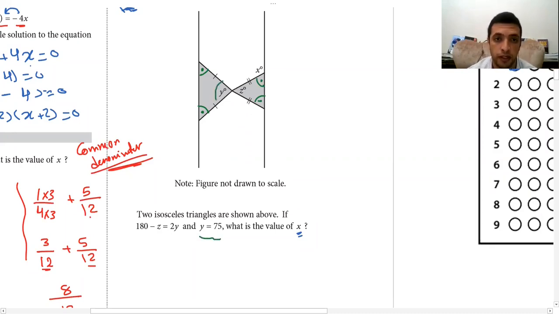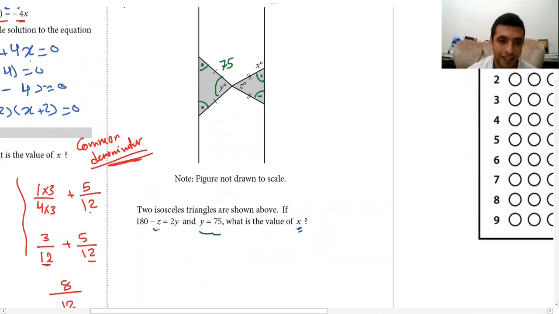All right, we have y equals 75. I want to get z. After I get z, I'm going to get this angle because I have two equal angles. I'm going to subtract from 180 to get this one. And the last step, I'm going to subtract from 180 because it's a straight line, to get x. All right. Let's do this stuff.